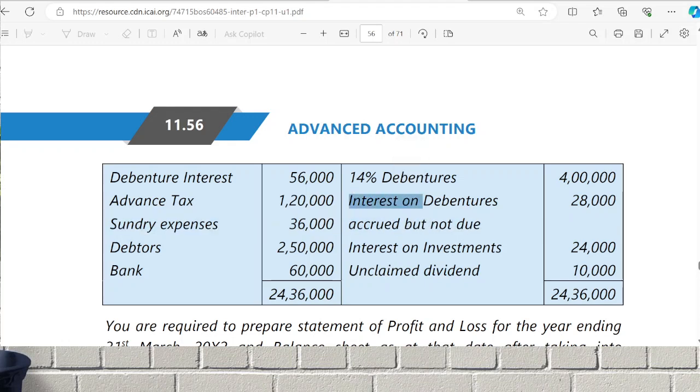It is not interest earned on debentures. We did not invest. It is what we have not paid on our debentures. That will come in what? Liability side. Only this interest on investments will come. Interest on investments will come.